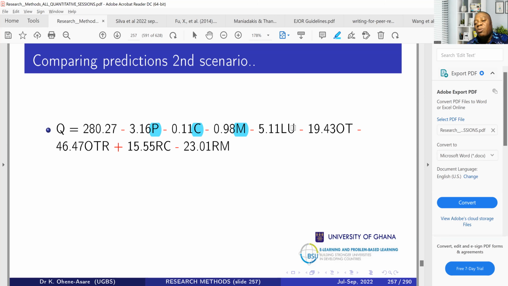The location urban will be what? Will it be 0 or 1? Remember, these people are Buddhist fishers in a rural area. So location urban, will it be 0 or 1? Very good, it will be 0. Occupation teaching, 0 or 1? Occupation teaching will be 0. Very good. Occupation trading will be what?